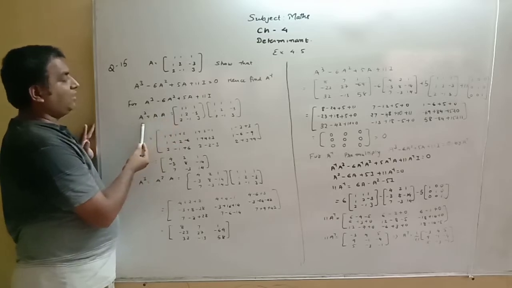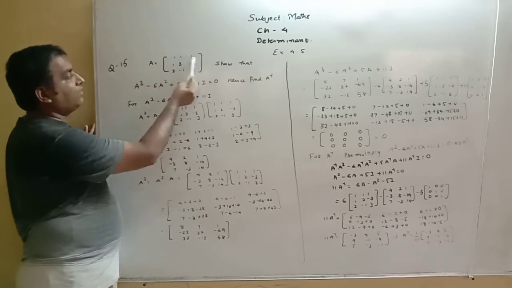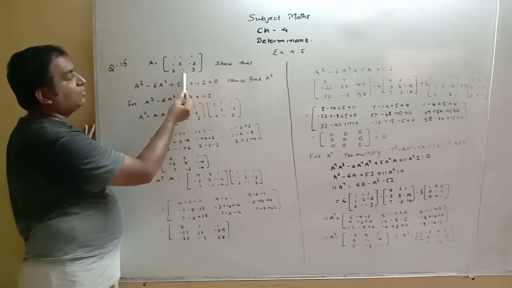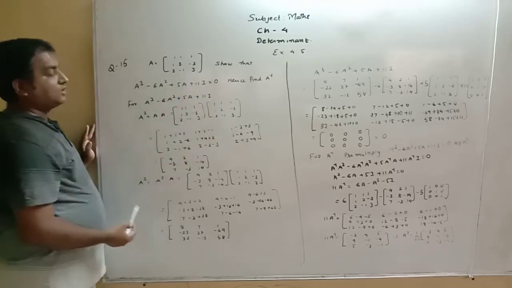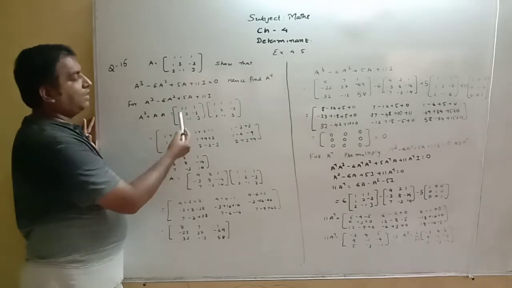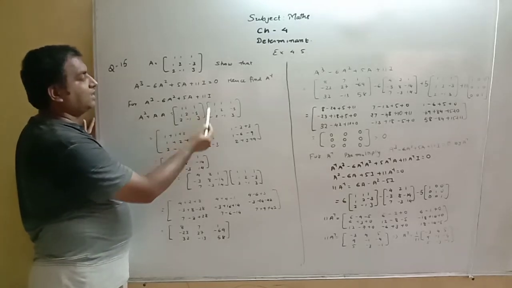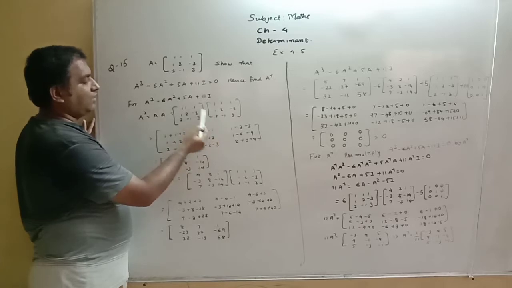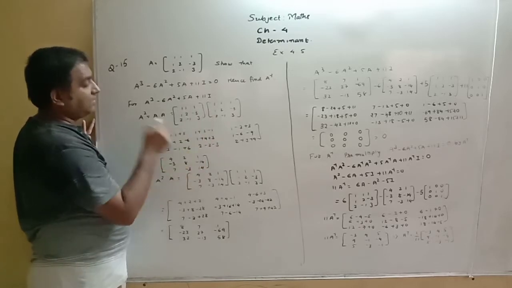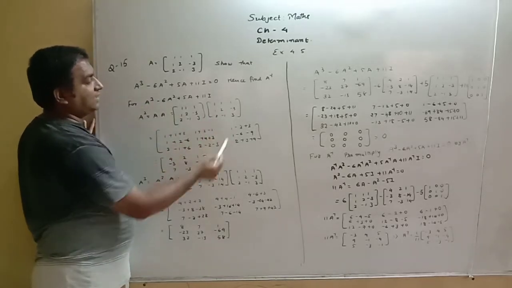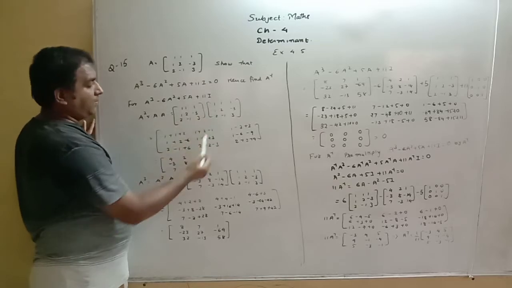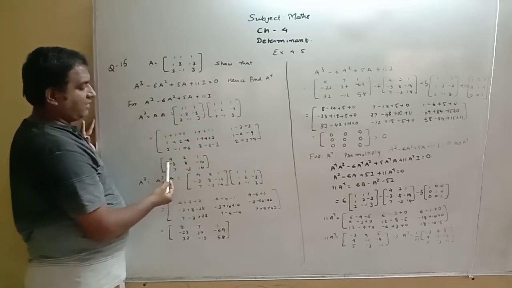First we calculate A square, which is A into A, meaning [1 1 1; 1 2 -3; 2 -1 3] into [1 1 1; 1 2 -3; 2 -1 3]. For matrix multiplication we multiply row with the column. Row 1 times column 1 gives 1, 1, 1, then 1 times 2, and so on. Like this we multiply rows with columns, and then we get A square.